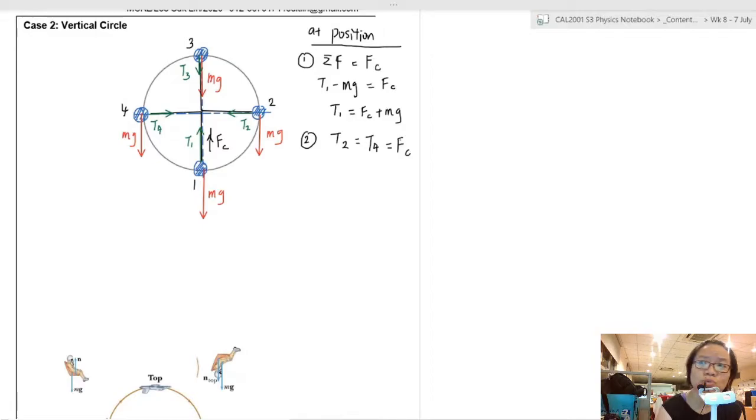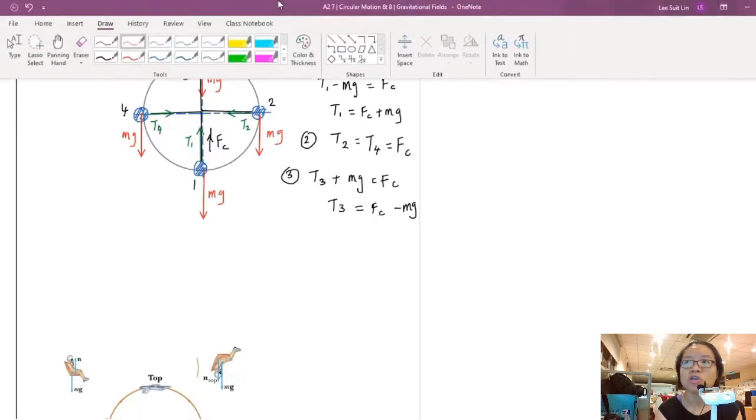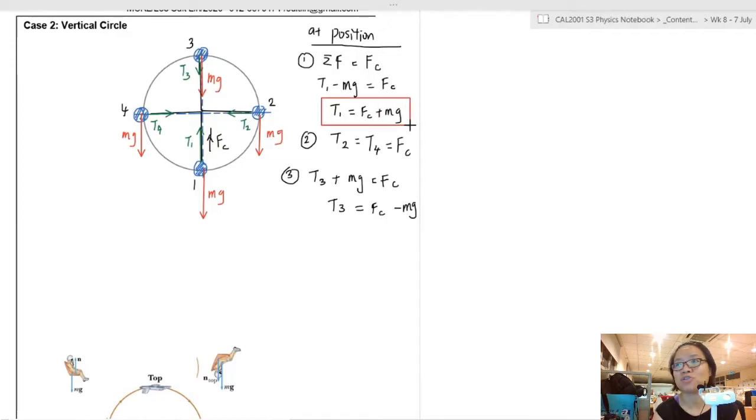At position 2, the tension alone will provide the centripetal force, because at both 2 and 4, the weight component is at 90 degrees, so it doesn't interfere. Whereas at position 3, you will notice that T3 and mg point towards the center, so they are both positive, and you get T3 is equal to Fc minus mg. So the tension is the lowest at the highest position because it needs to do the least work. You have the weight to help it provide centripetal force. It can relax a bit.